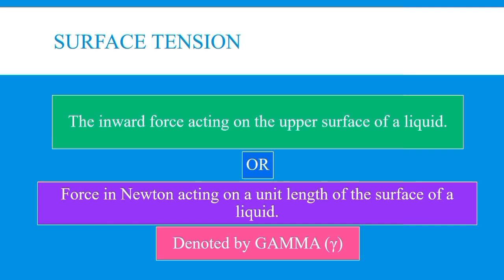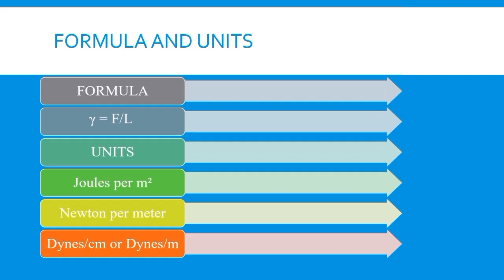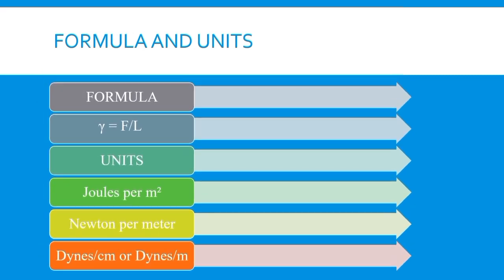Surface tension is denoted by gamma. So here are its formulas and units. The formula of surface tension, as represented by the definition, is force per unit length. Gamma represents surface tension, and the formula is given as gamma equals F over L, where F represents force and L represents unit length.